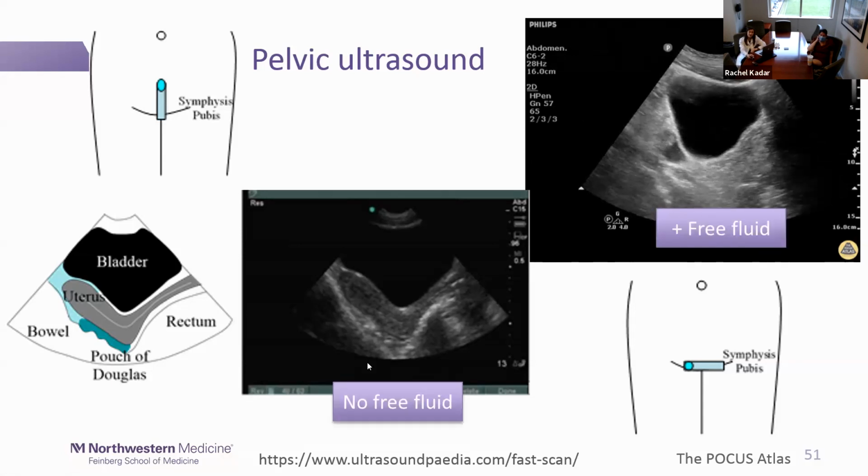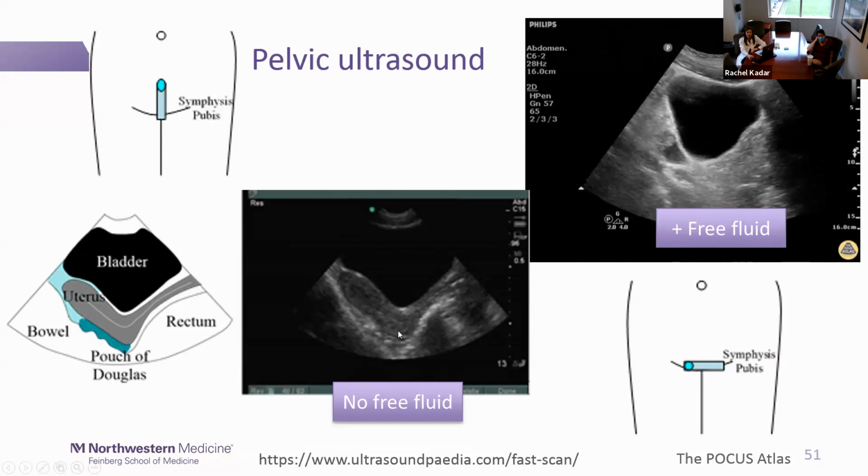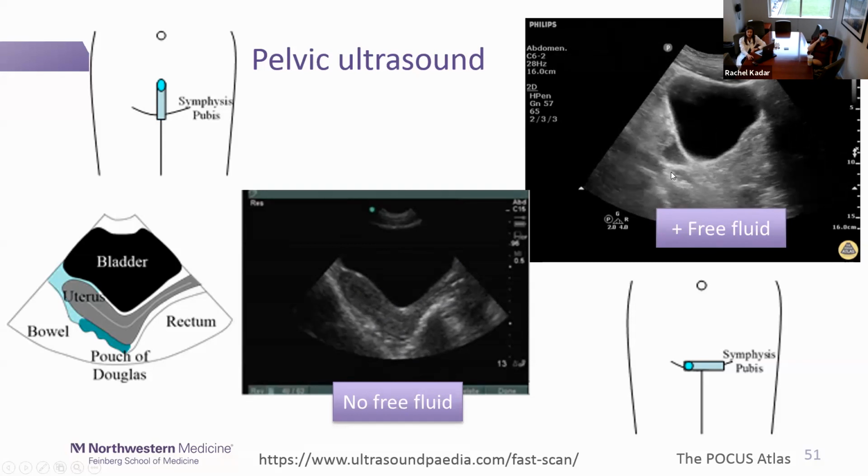So here, this one on the left, this is no free fluid, and here there is free fluid. So here is that sagittal view. That bladder here is triangular shaped. There's the uterus, and right here would be that pouch of Douglas where we're looking for anechoic or black on the ultrasound, which would suggest free fluid. And here, you can see right here, lateral to the bladder, and even a little bit coming in here through the video, a little bit of anechoic or black to show that there is free fluid back here behind the bladder.